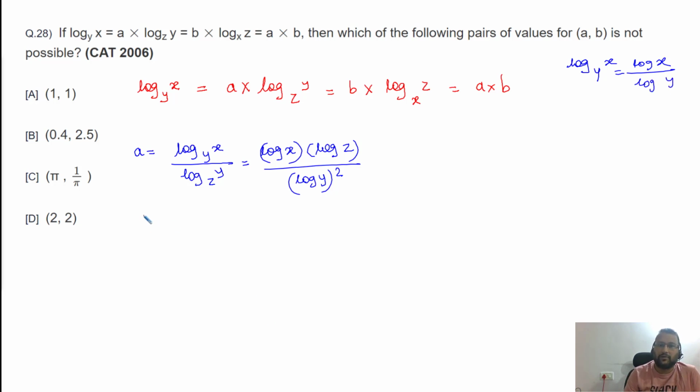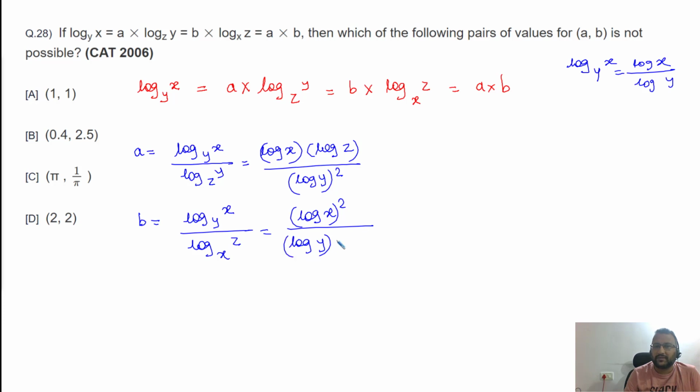Similarly, let's get the value of b here in terms of log of x to the base y only. So b is equal to log of x to the base y divided by log of z to the base x. If you solve this further, you will get in the numerator log of x bracket square divided by log of y into log of z. Now this whole expression is equal to a cross b.